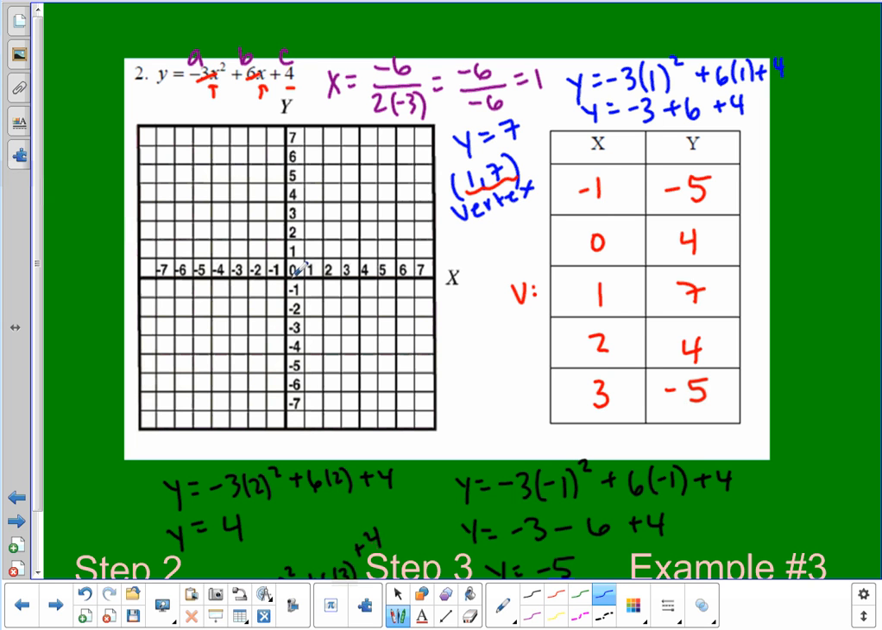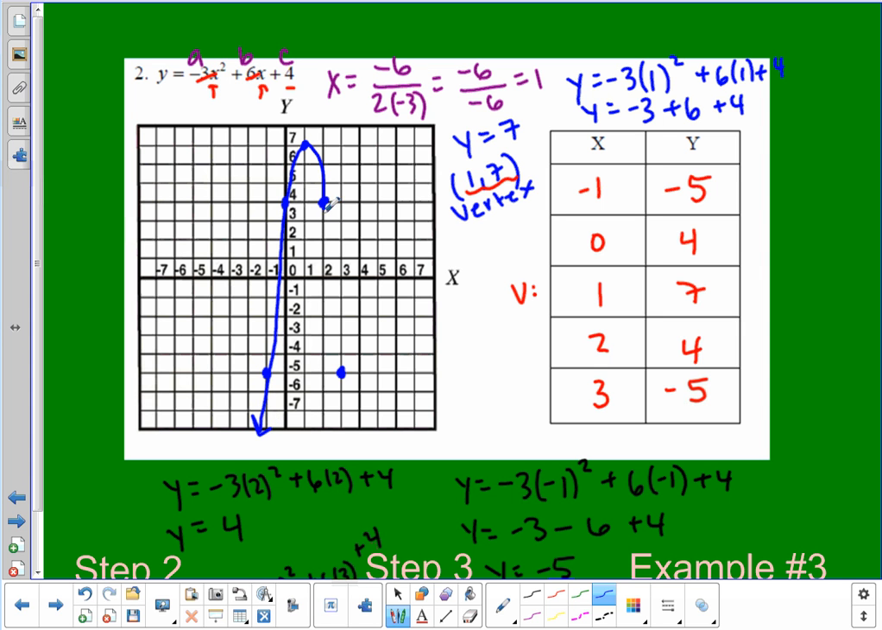So if I graph number 2, I'm going to put all of these values on the coordinate plane. -1, -5 is down here. Down 1, 2, 3, 4, 5. 0, +4 is there. 1, +7, so that's 1, 2, 3, 4. Yep, I did that right. 5, 6, 7. 1, 7 is there. Then 2, 4 is going to be right here. Then 3, -5 is going to be down here. And if I connect those, here is my parabola.